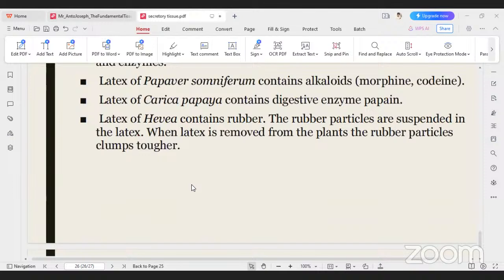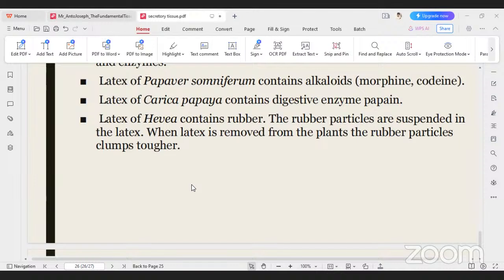Right. So this is about secretory cells and tissues. Is it clear? Any doubt in this? Hello? Hello? Hello? No, sir. Right. This is a very easy topic. That's why it's completed very fast. Next.